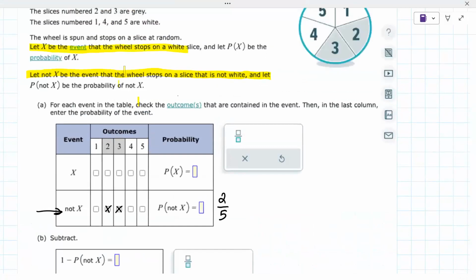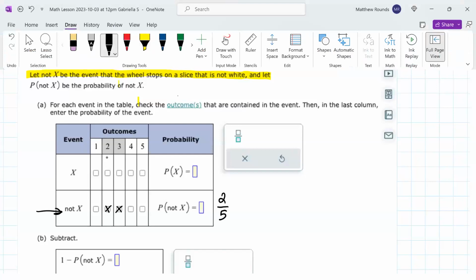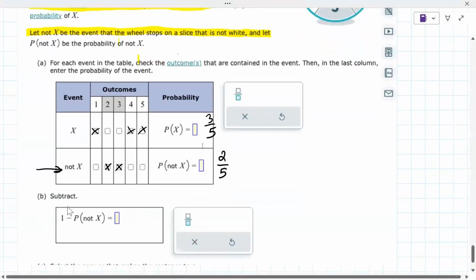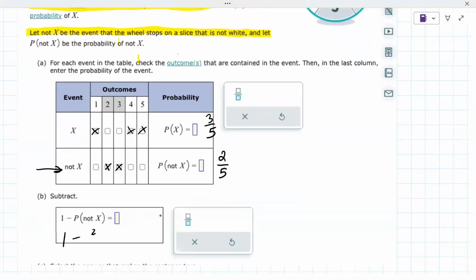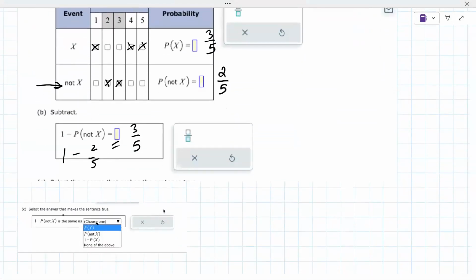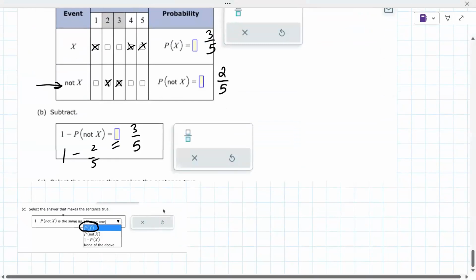Let X be the event that the wheel stops on a white slice. So we already kind of accounted for that. That's 1, 4, and 5. That's 3 out of 5. So 1 minus the probability of not X is 1 minus the 2/5, which is the other number. It's 3/5. And then 1 minus not X is the same as P of X, like that.